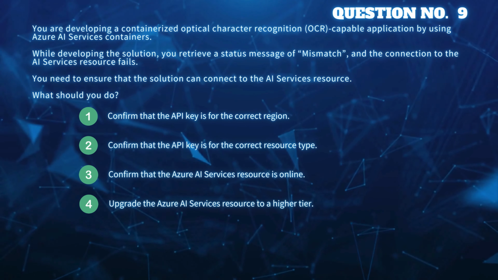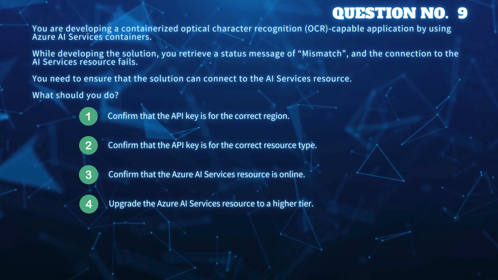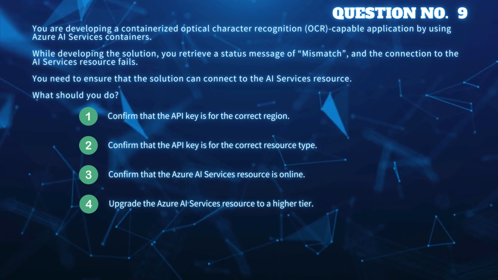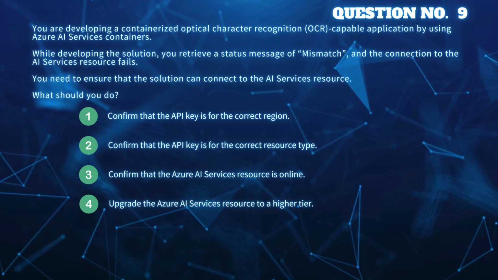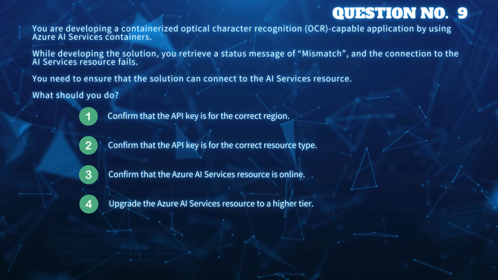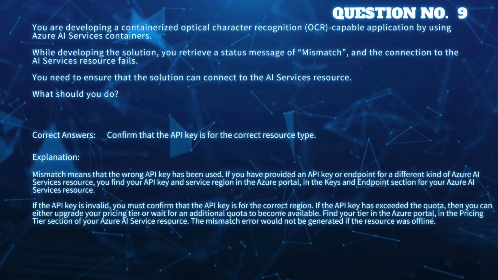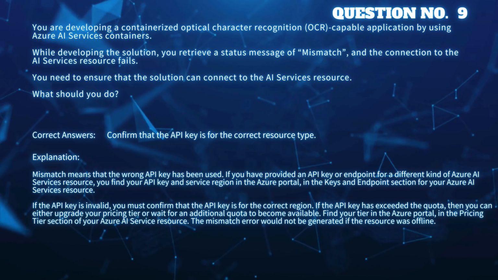Option 1. Confirm that the API key is for the correct region. Option 2. Confirm that the API key is for the correct resource type. Option 3. Confirm that the Azure AI Services resource is online. Option 4. Upgrade the Azure AI Services resource to a higher tier. Correct answer, confirm that the API key is for the correct resource type.